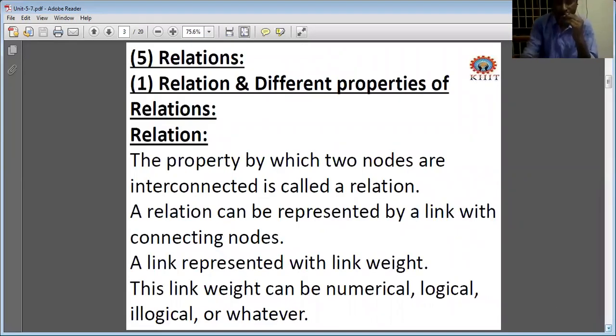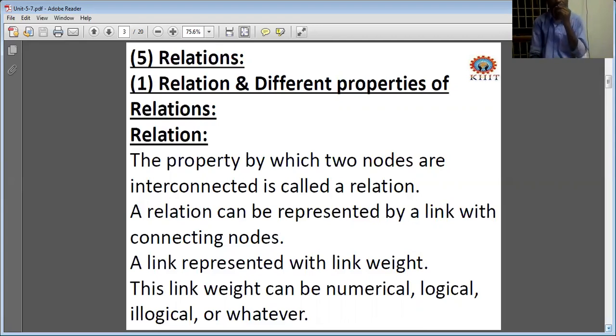Relations and different properties of relations. So here we will see about the relations and different properties of relations. What is meant by relation? The property by which two nodes are interconnected is called a relation.